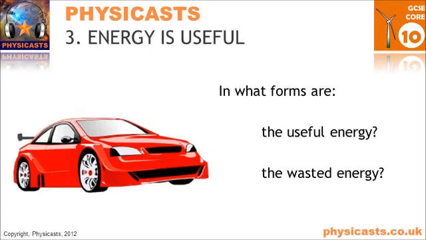In our second example, the car, the useful form of energy is the energy which allows the car to get from A to B. This is movement, and so the useful energy is kinetic. Wasted energy is when the engine gets hot. Not all of that energy from combustion of the fuel is used in driving the wheels forward. So heat is a wasted energy.